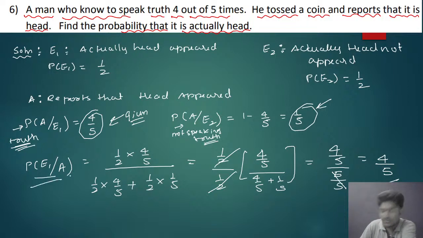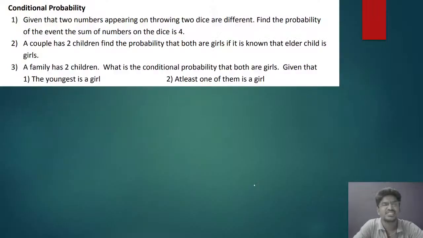Use your Bayes theorem formula: favorable cases divided by total number of cases. If you write that, you will get the right answer. Clear? So I think everyone has understood this. Very good. No problem. Now I can go for the next problems.